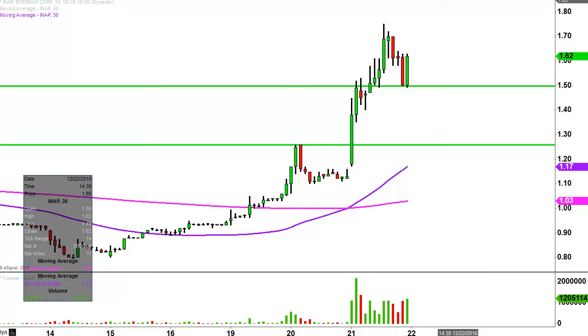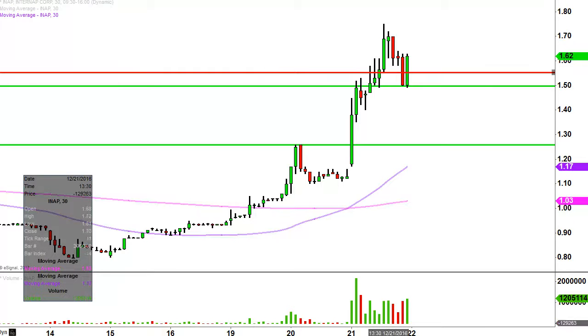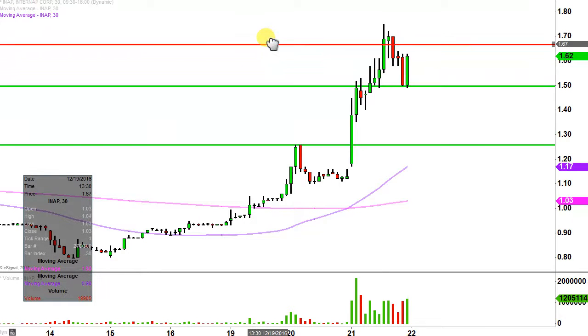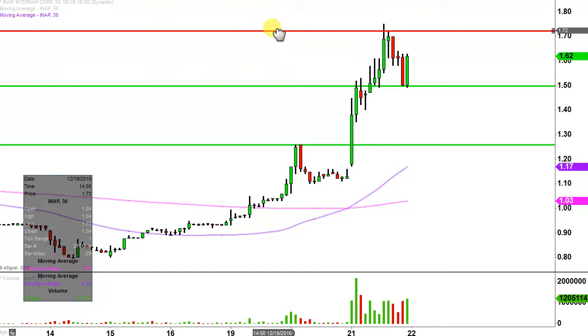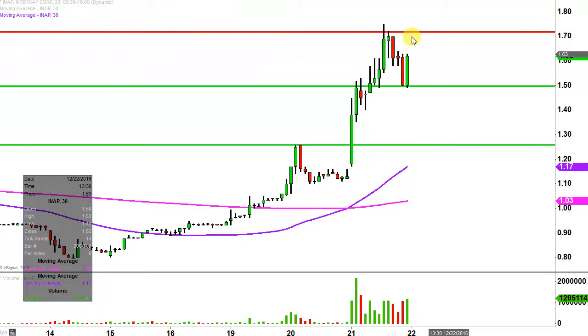Now, what about levels of resistance? If this move is going to continue upwards, where are some of these battlegrounds at? First area is just simply where the party kind of stopped today. I'm going to split the difference. I realize it went up a little bit higher, but right around here, we'll call it about $1.70 is going to be that initial area of resistance.